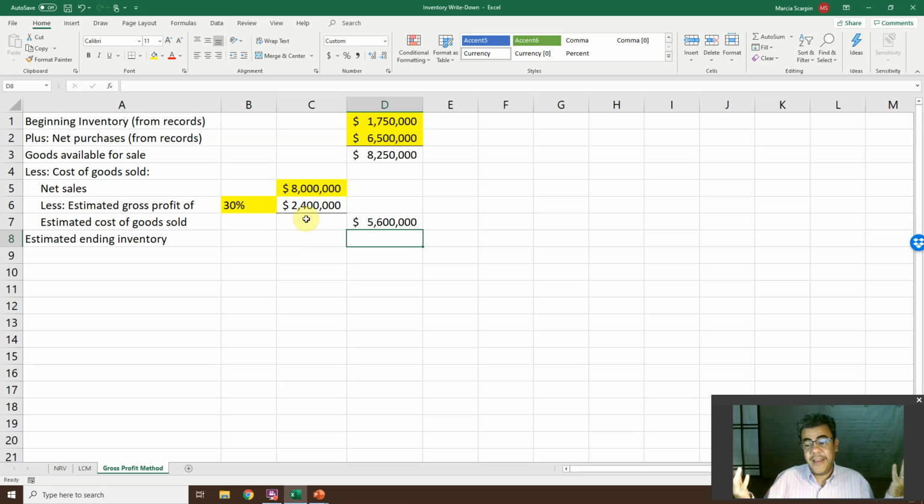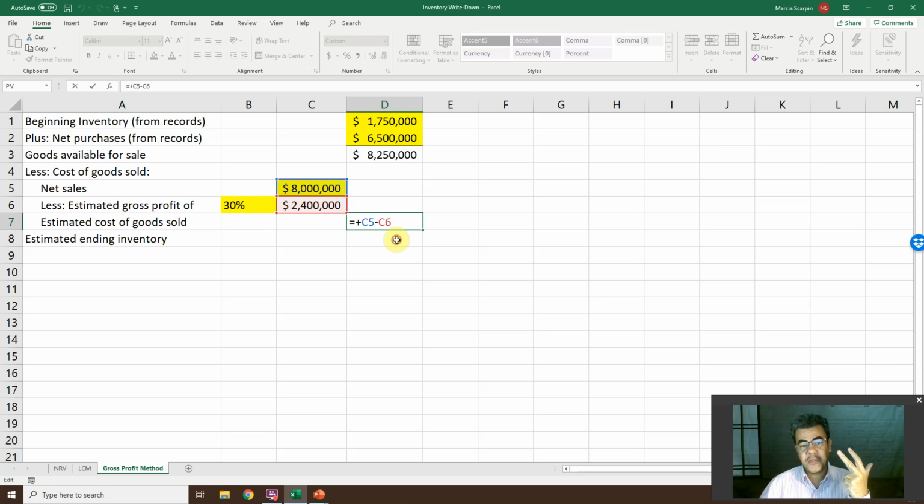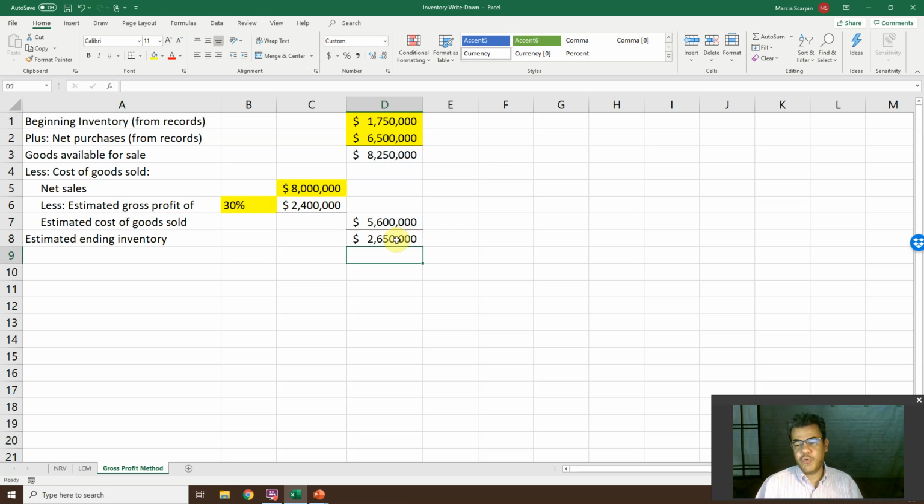And then the ending inventory: beginning inventory here plus purchases here. That is goods available for sale. Less cost of goods sold here. So our ending inventory will be 8 million and 1/4 less 5.6 million dollars. So it will be $2,650,000. And we find our ending inventory here, our estimated ending inventory.